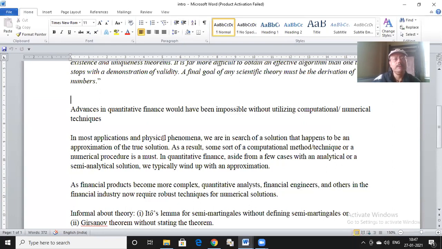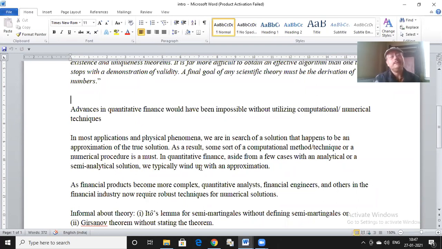So in most applications and physical phenomena, so it goes across finance, physics, chemistry, and other sciences, we are actually in search of a solution that happens to be an approximation of the true solution, because the true model, the true solution is too complicated to handle. Not only analytically it's impossible in most of the cases, even numerically, to get to a reasonable solution, to a reasonable set of numbers, we have to make approximations. So as a result, some sort of computational method or technique or numerical procedure is a must.